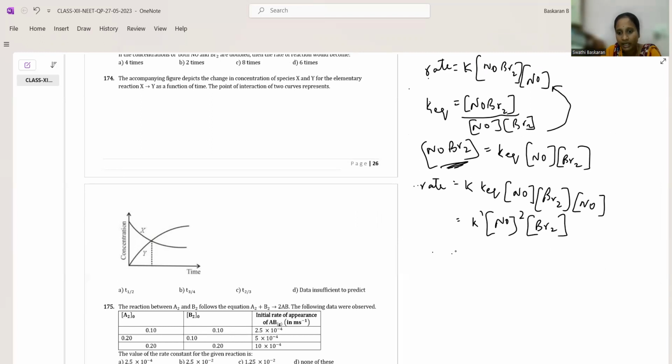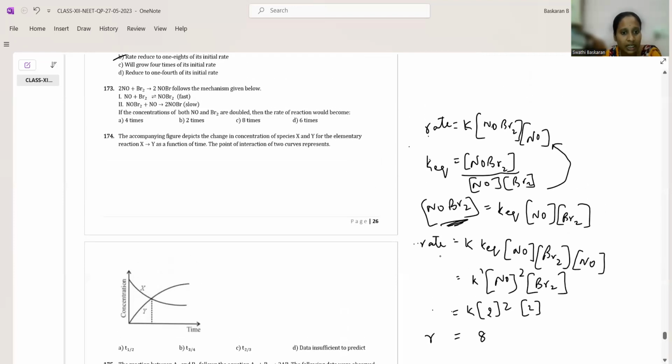So what are you supposed to do? Now here you will write for the increased rate when the concentrations are doubled. So it will become 2 square and it will become 2. So that becomes 8 times. That is, the rate is increasing. 2 power 2 is 4, 4 twos are 8. So 8 times the rate will increase. So option C is correct.